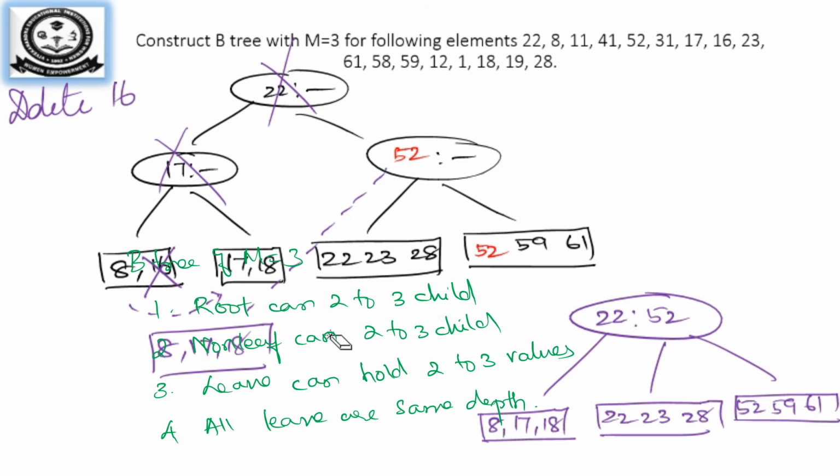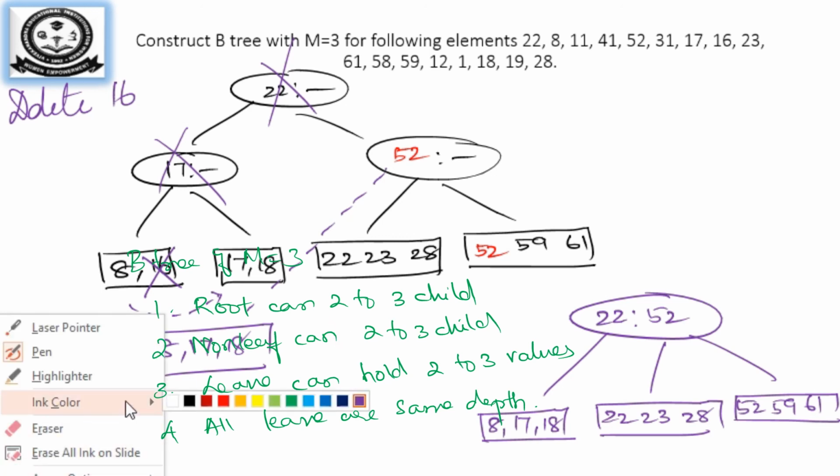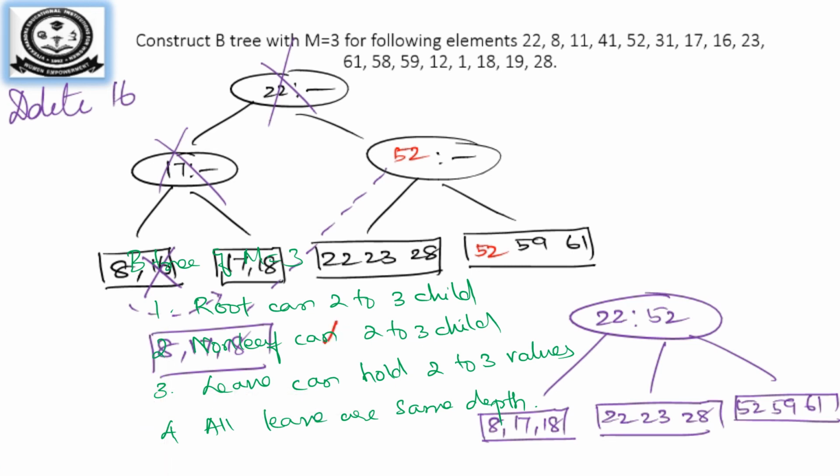So let me delete two more elements. We have three elements in all the nodes. So I'm going to delete from this diagram. I will delete 18, 22 and 61. You can see 18 is deleted, 22 is deleted and 61 is deleted.